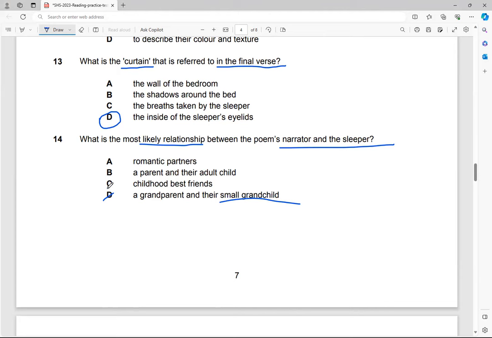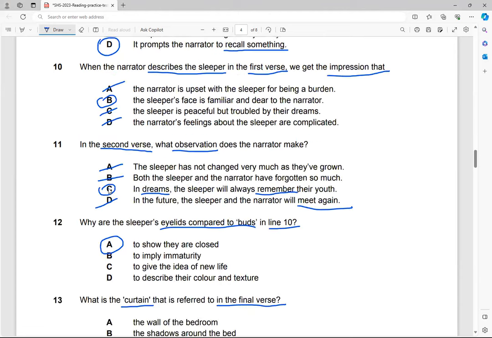It can't be D. It's unlikely to be C as well, because we see that the narrator seems to be watching over the sleeper peacefully. They're looking after them. They're taking care of them. This suggests a more parental relationship.